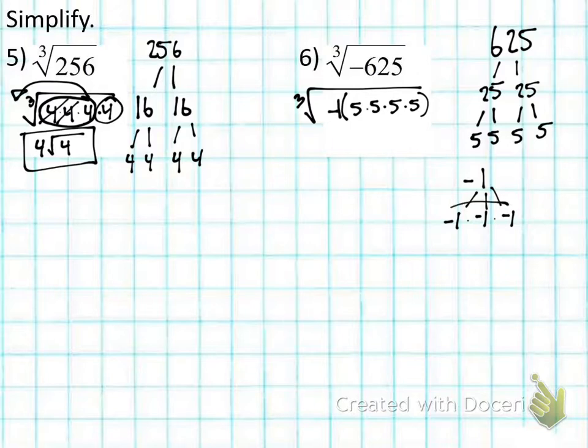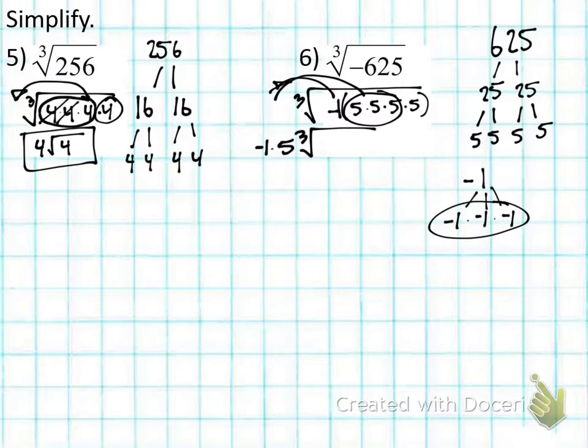So since these 3 negative 1s can make it out, we could factor out a negative 1, right? So these 3 5s try to make it out. They pair up. The 5s make it out. This negative 1 makes it out. But this last 5 doesn't make it out. And since we have a negative and a 5, we have negative 5.